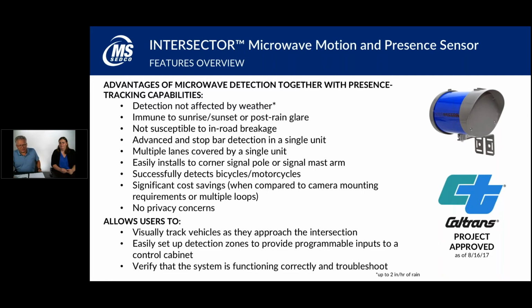Successfully detects bikes and motorcycles. So we will always detect a bicycle at 1500, but if it's specifically a bicycle trail, then we would definitely want to turn that up higher. And certainly no privacy concerns, as we're getting into this stage where everybody knows what everybody's doing with cameras and so on; we can put everyone to rest on that. We allow our users to visually track the vehicles, easily set up detection zones, and verify the system is functioning correctly and troubleshoot it if necessary, which is not very often.